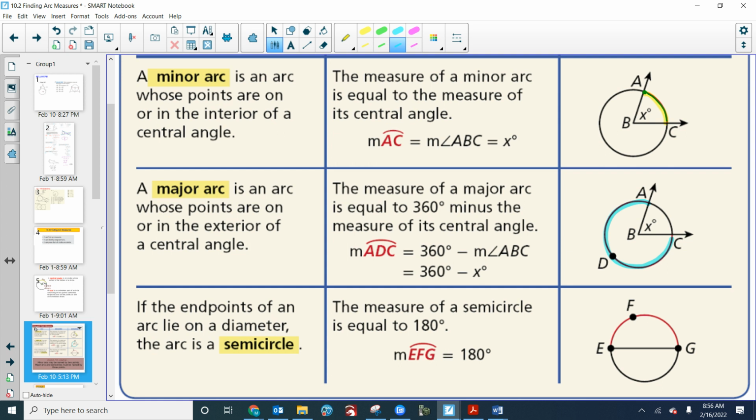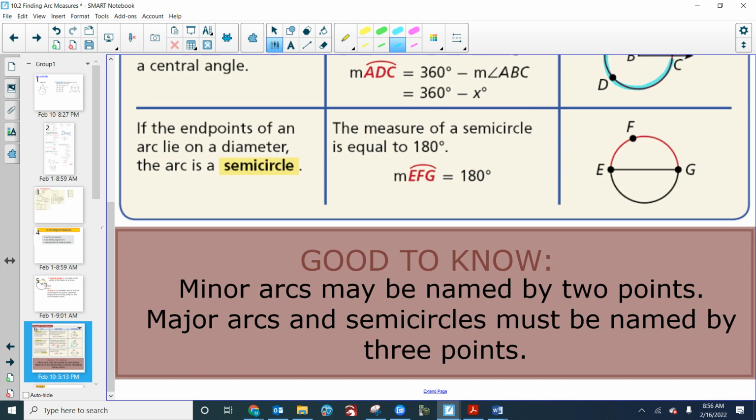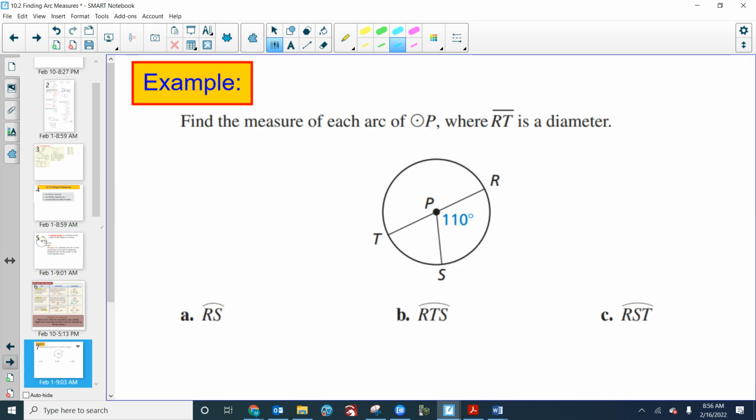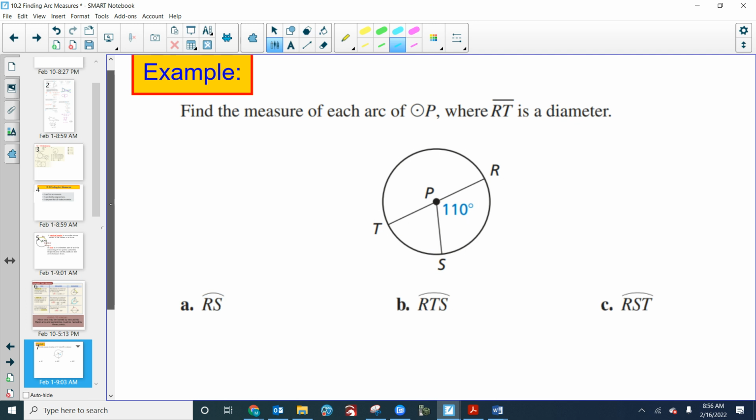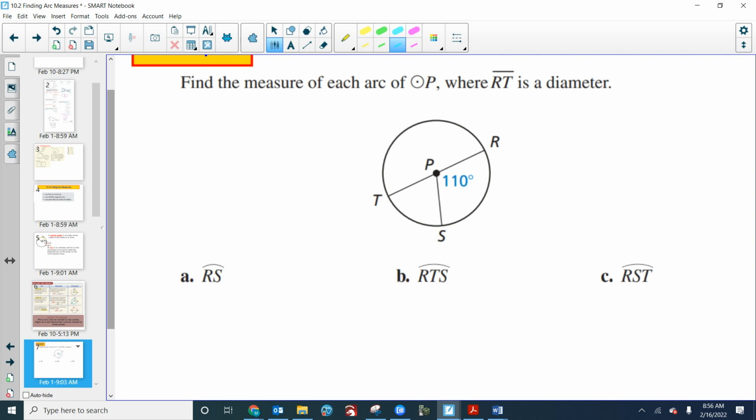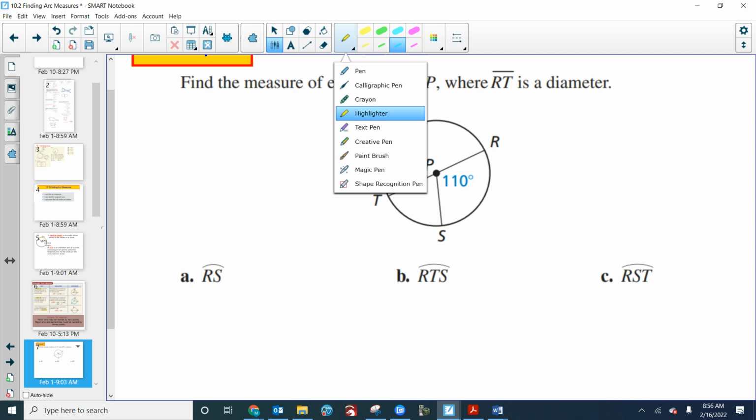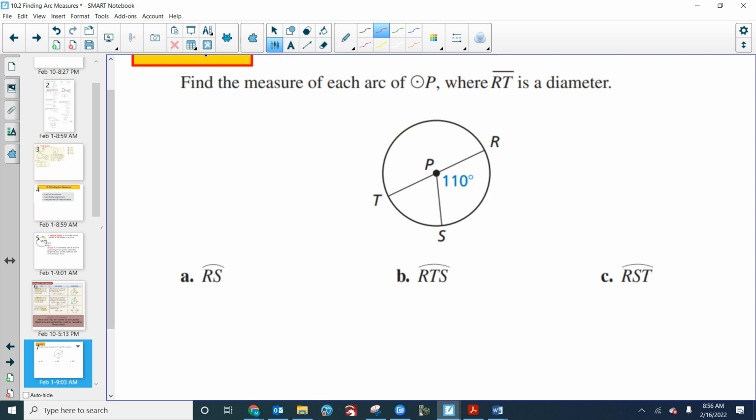All right. Find the measure of each arc of circle P, where RT is a diameter. Make sure you note that RT is a diameter. Okay? These are like little puzzles. Some of you are going to like them if you're a little nerdy and enjoy math. You may want to highlight the arc you're finding. If I go from R to S, I have to go the shortest distance from R to S. Do you agree?